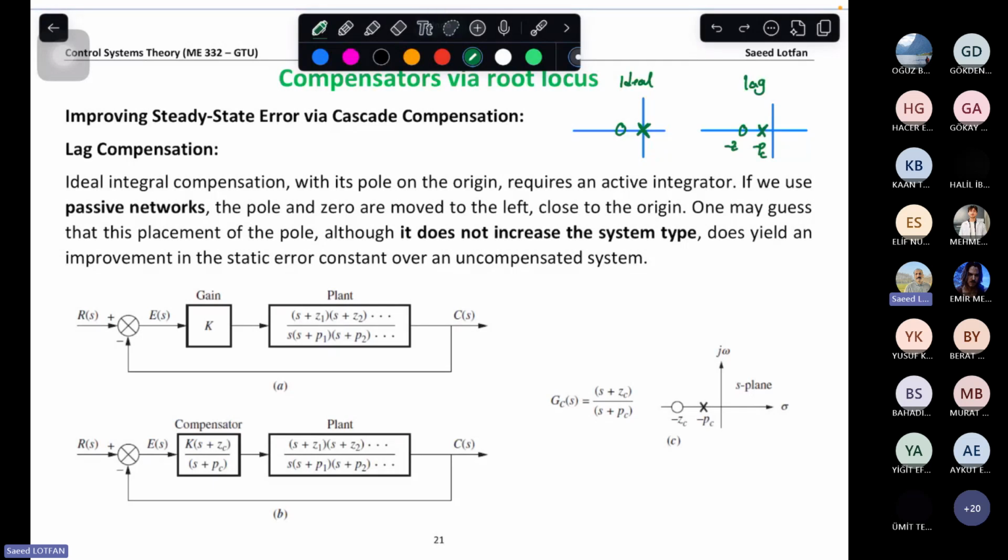So what we see here: one, the transient response is not affected. But second, why does the steady state error decrease? Because we are not increasing the type of the system. In the ideal one, we were increasing the type of the system. Here, we are just holding the type of the system as it was. But what is happening to the steady state error?